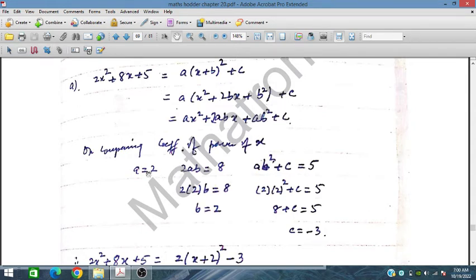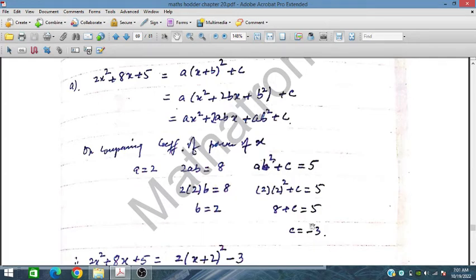So we can say a is equal to 2. In place of a we can place 2, so it becomes 4b is equal to 8, which means b is equal to 2. In place of ab square we can place the value of a and the value of b, so 2 into 2 square plus c is equal to 5. This is 4 into 2 is equal to 8, plus c is equal to 5. So c is equal to minus 3.